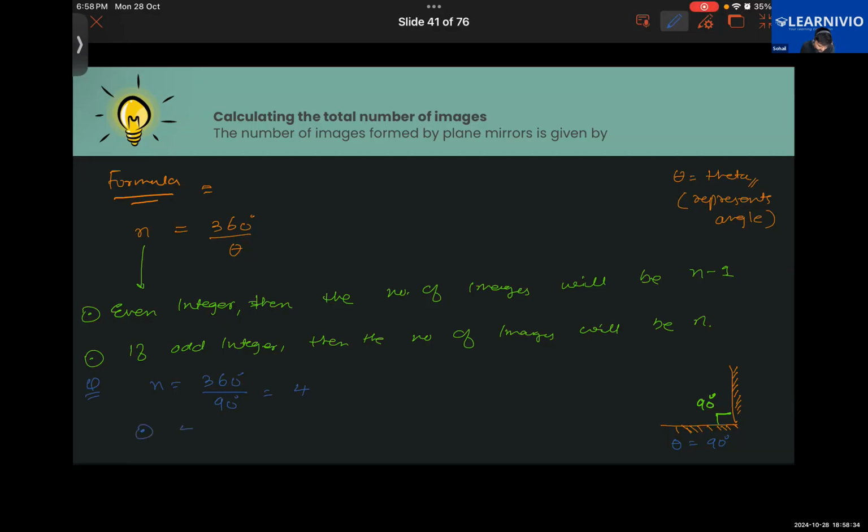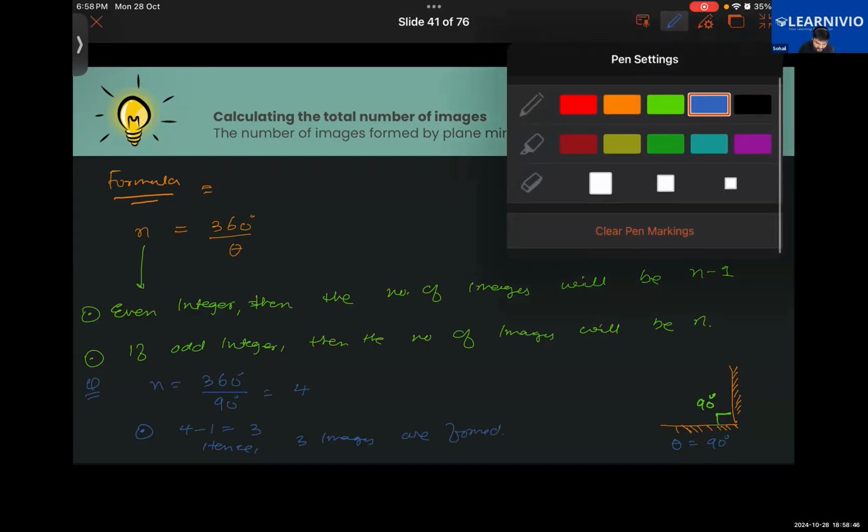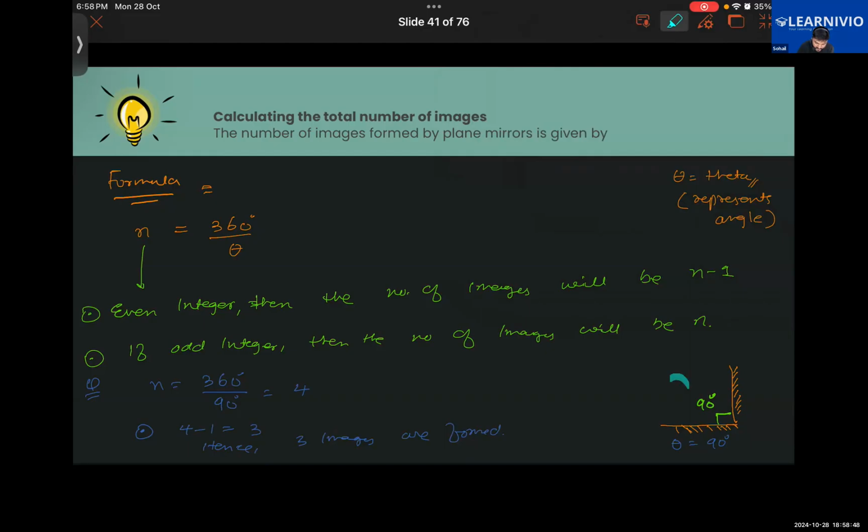Getting it? So now it will be 4 minus 1 equal to 3. So hence 3 images are formed. How many images? 3 images are formed. Suppose there's a ball kept over here, how many images of the ball will be formed here? 3. 3, exactly.